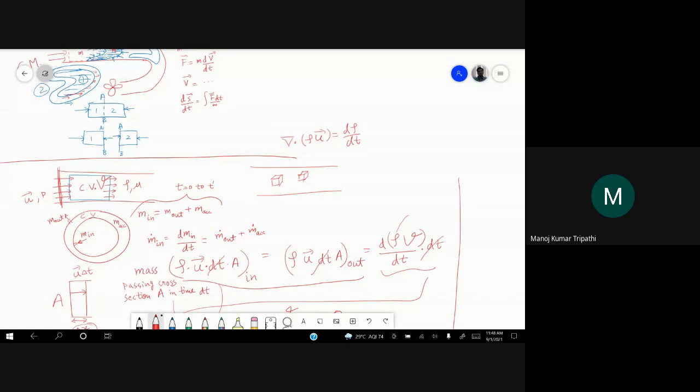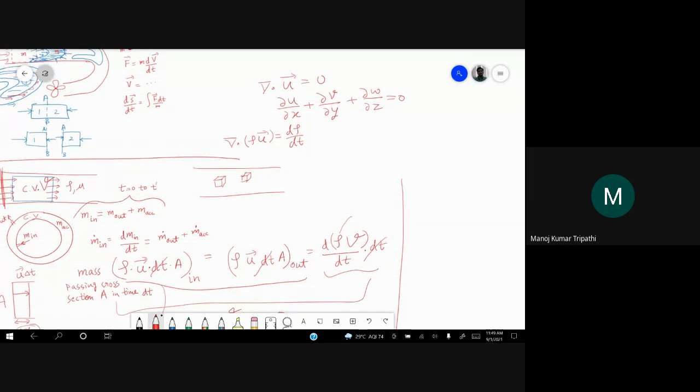Let's say density is fixed or varying. Let's say it is fixed to make things simple. The formula that we get is still del dot u equal to 0. If you write it in a scalar form, if you expand this, you will get dou u by dou x plus dou v by dou y plus dou w by dou z equal to 0.